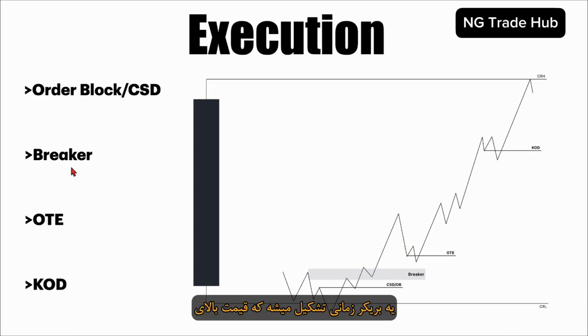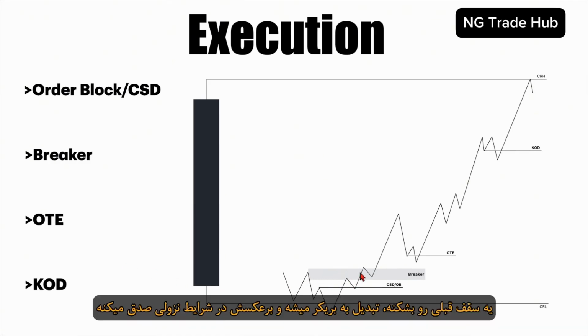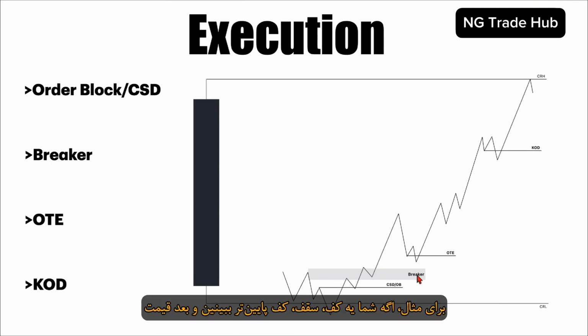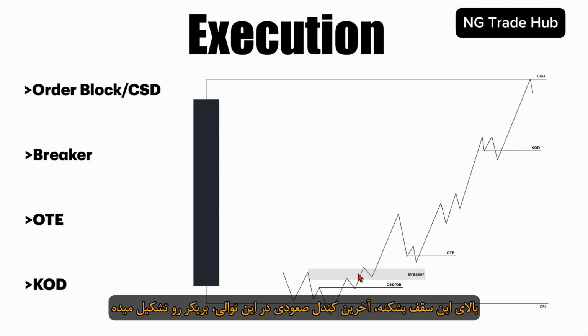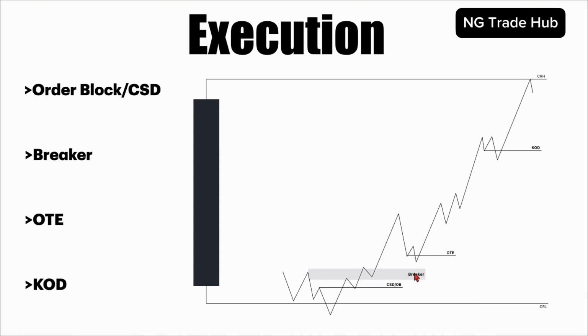Breaker. A breaker is formed when price closes above an old order block from a previous price move. This indicates a shift in momentum. In bullish conditions, the last up-close candle before the price breaks a previous high becomes the breaker, and the opposite applies in bearish conditions. For example, if you see a low, high, lower low, and then price breaks above this high, the last up-close candle in this sequence forms the breaker.